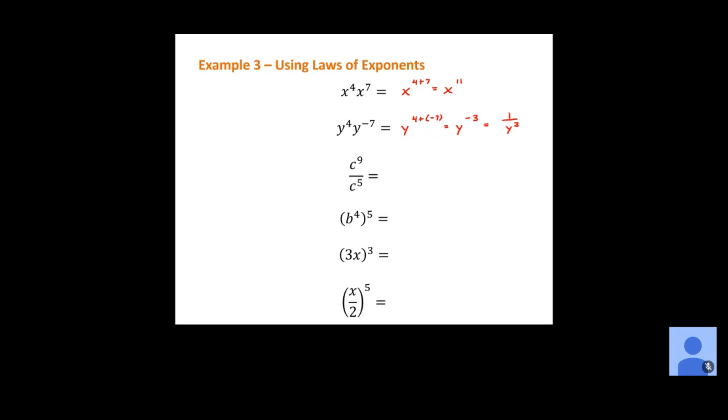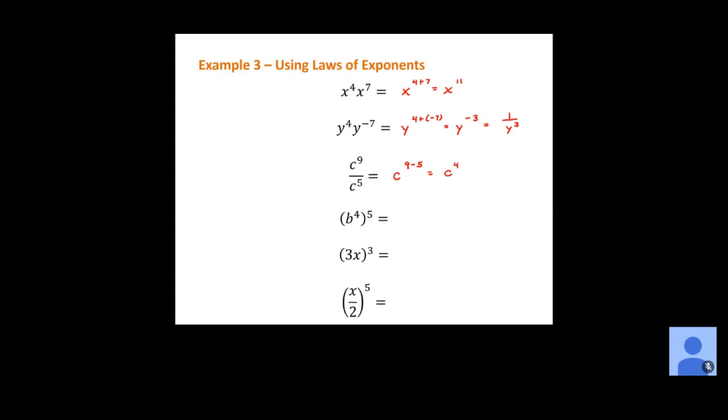All right, so look at the next one. C to the ninth divided by c to the fifth. So what are we going to do this time? Good. Since we have division, we're going to subtract the exponents. So when we do that, we have c to the 9 minus 5. It's always the numerator minus the denominator, so make sure you have the order correct there. And so what's that going to give us? C to the fourth.